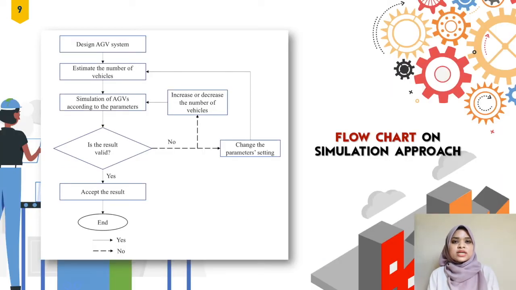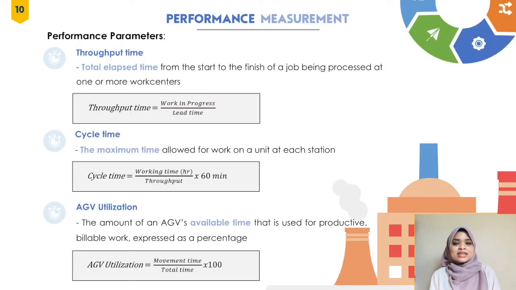This is the flow chart that will be followed during the simulation approach, from the design of the AGV system until the result is accepted. In this approach, there will be a few different parameters required for conducting this project. There are 3 performance parameters, which are throughput time, cycle time, and AGV utilization.